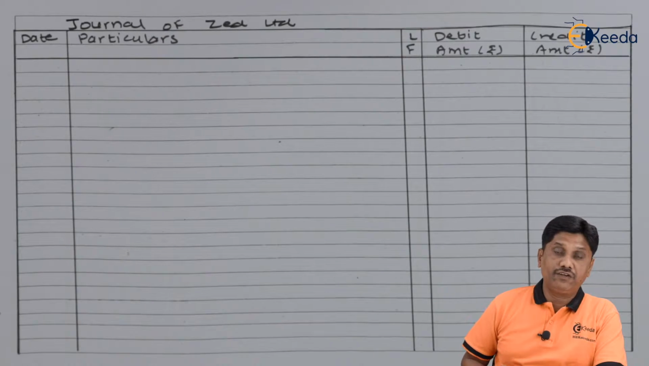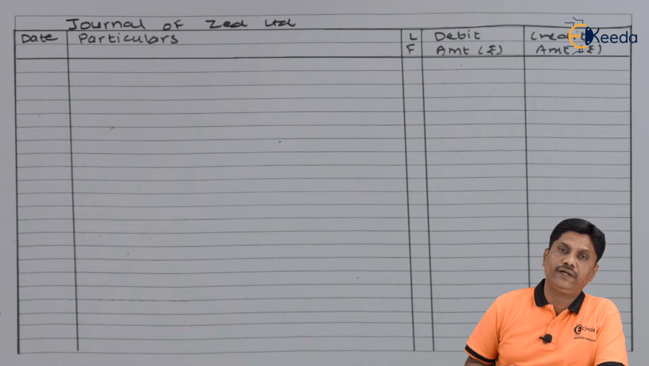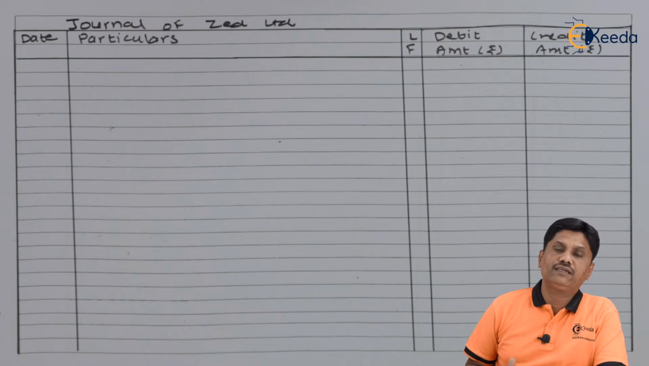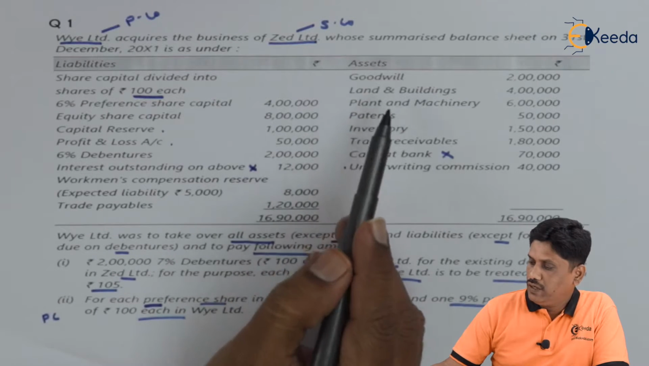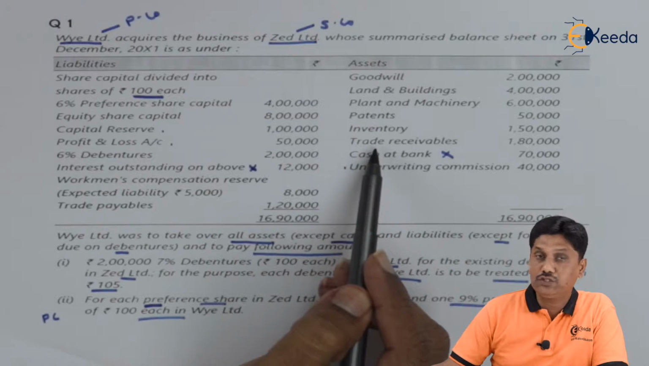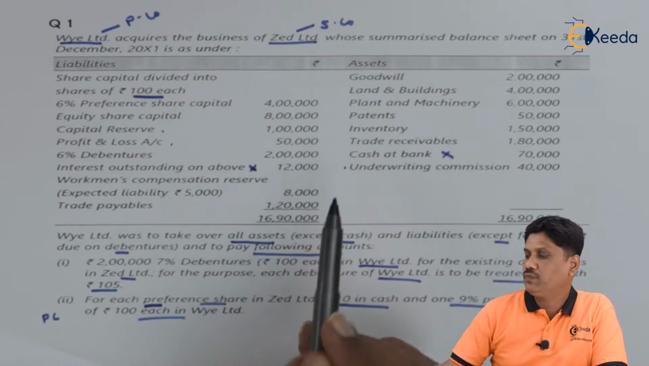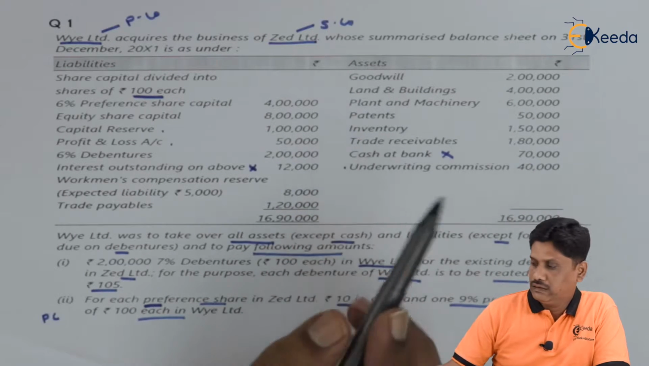Friends, we are ready with our journal format. Let us write all the entries step by step. First and foremost, what you need to do? You need to close the balance sheet of the vendor and transfer their amounts to the respective account. So let us start that step by step. Look at the asset side of the balance sheet. Goodwill, land and building, plant and machinery, patent, inventory, trade receivable. These all will be transferred to the realization account. So our entry will be realization account debit to all these assets.